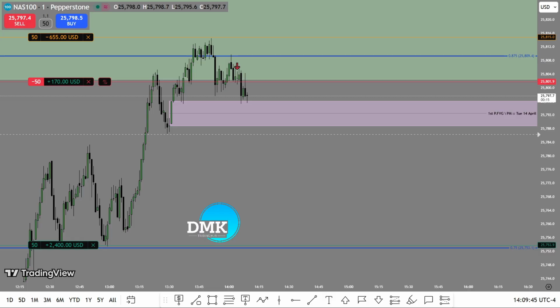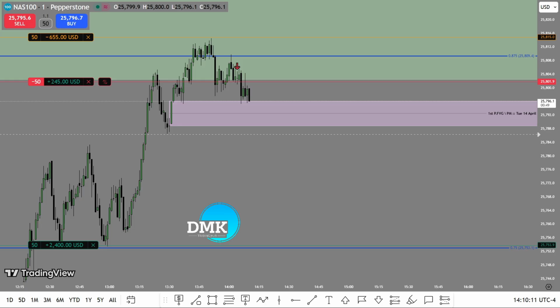You can see we had a high taken, displacement lower, creating a fair value gap, and I went short. So that green shaded area is a fair value gap on the daily chart. So I was watching whether we'll have some premium sensitivity there.